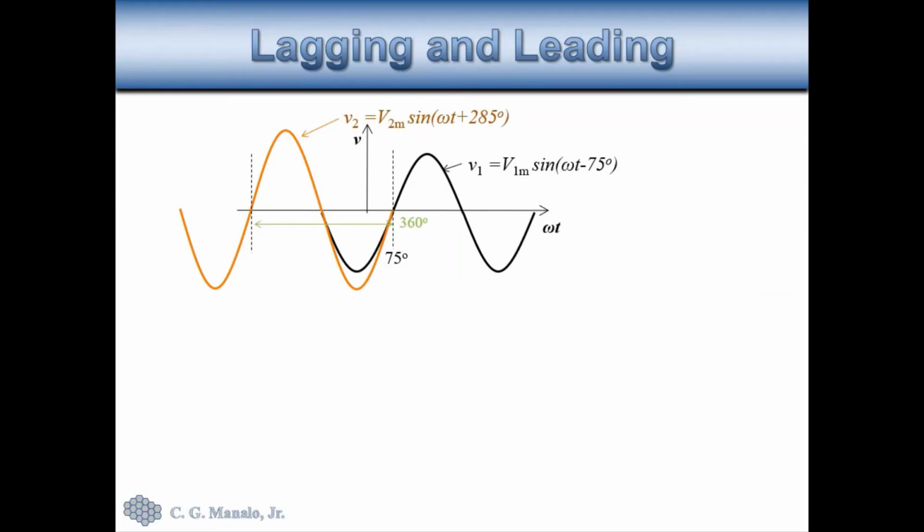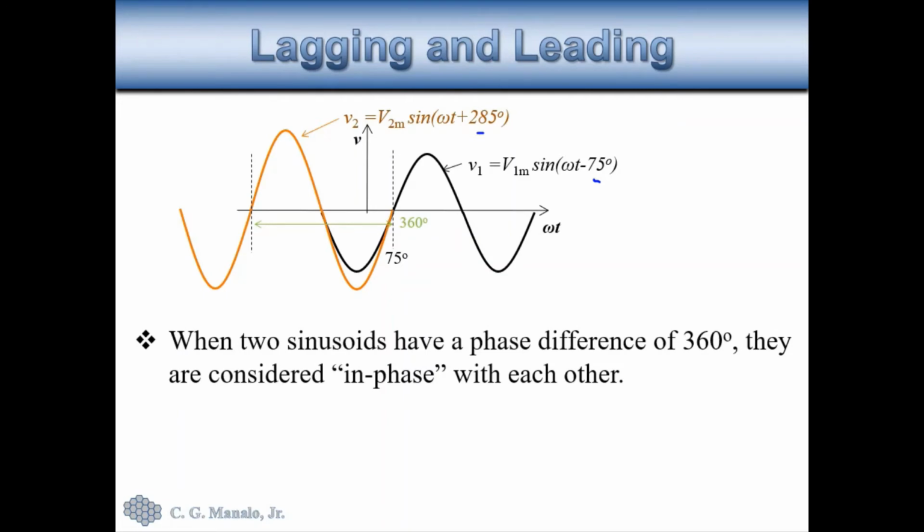And lastly, let's say we have this scenario where the distance between them, the difference between their phase angles, is 360 degrees. So in this case, we also consider these two sinusoids to be in phase with each other.